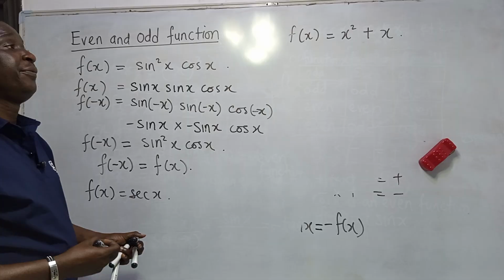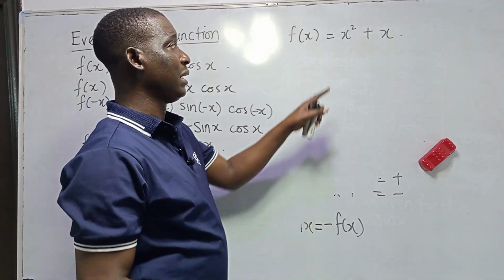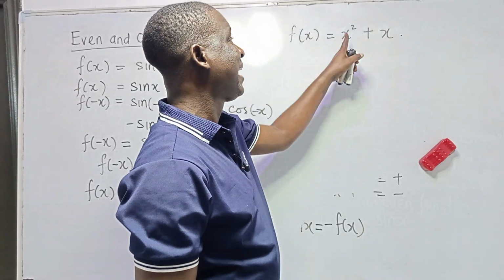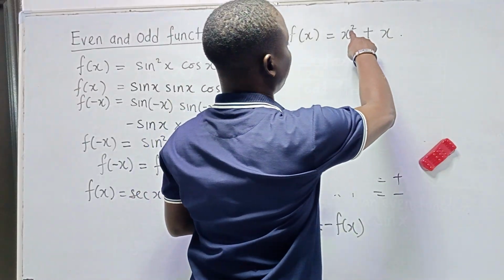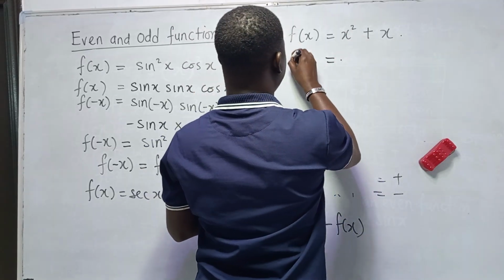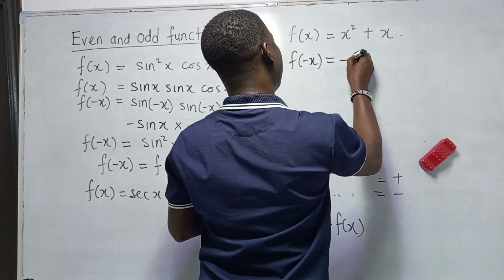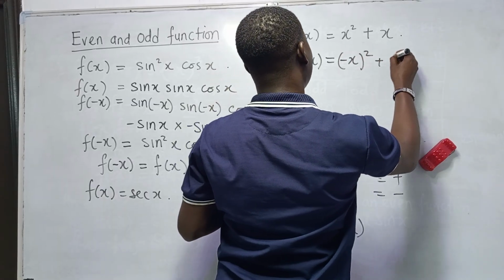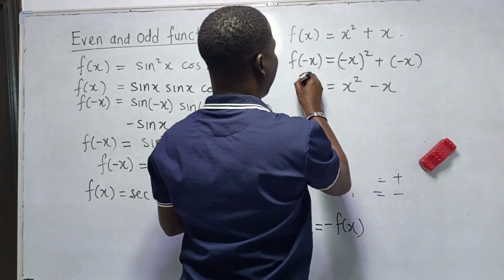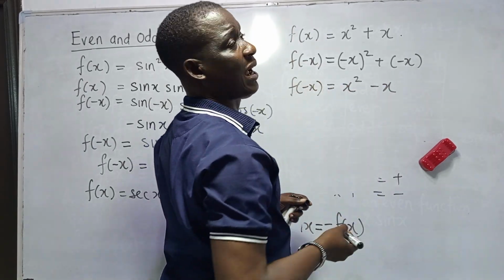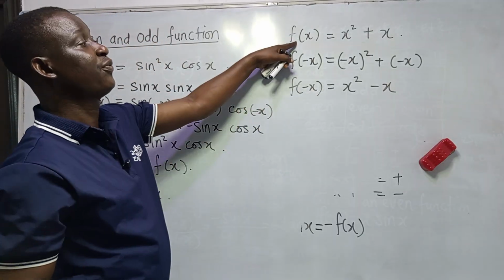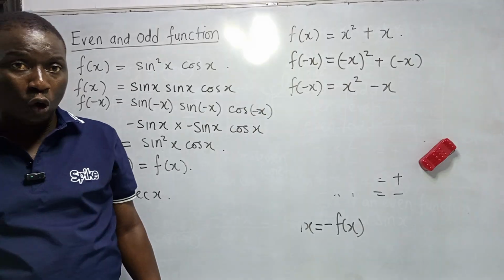Neither even nor odd. Look at it, this is an even function, this an odd function. Anytime your power is raised to an even number, it is an even function. But let's test one. f of minus x is equal to (minus x) squared minus x. Then this will give us x squared minus x. The result we are having does not satisfy any of the conditions now. So we say this function is neither even nor odd.